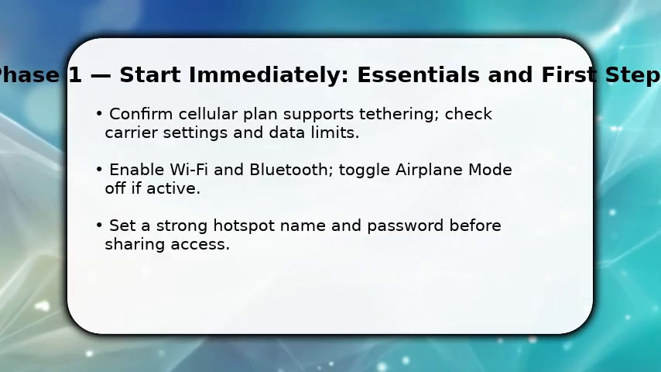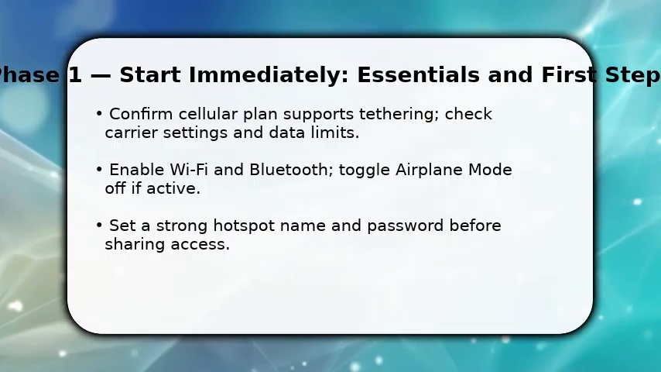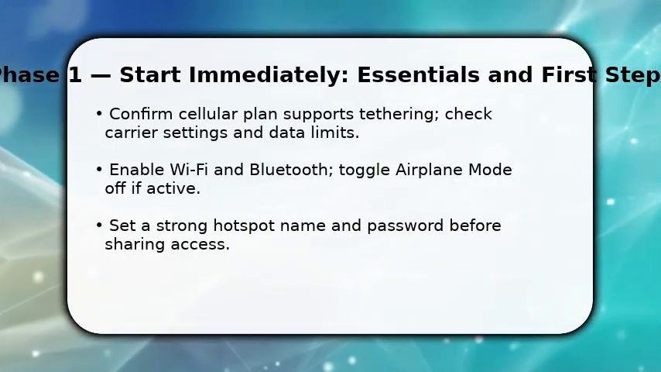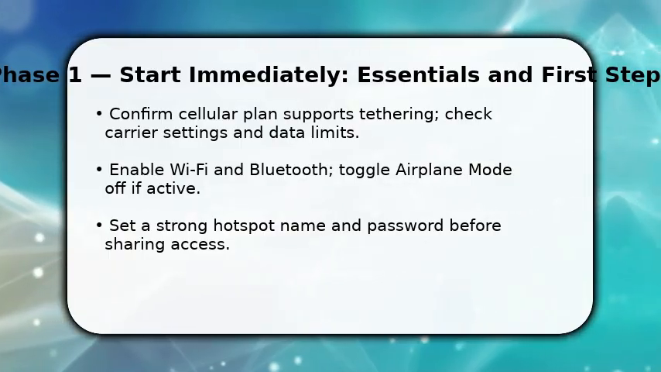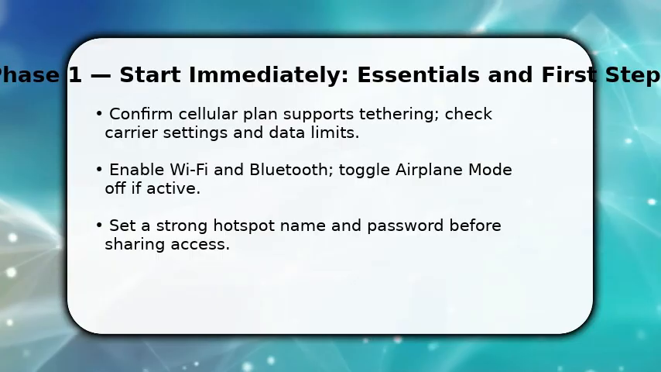You begin by verifying prerequisites. Confirm your cellular plan allows tethering and that you have sufficient data. Next, enable Wi-Fi and Bluetooth on your device. Make sure airplane mode is off.